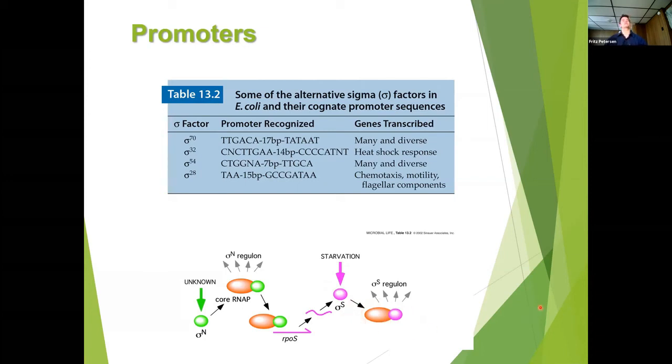So it can be a response to environmental stress. You can look here where it says heat shock responses. If there's a heat shock, the E. coli is able to express these sigma factors to help it to deal with the shock response. You can also look at chemotaxis, which is the movement of the organism into or away from the concentration of a chemical, or motility and flagellar components. All of this deals with moving the organism.